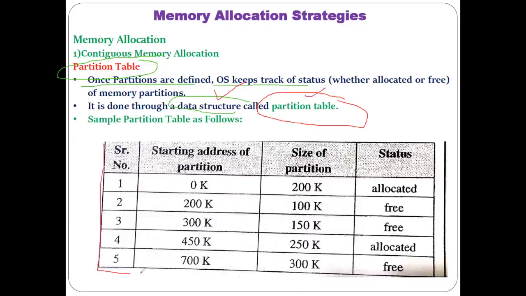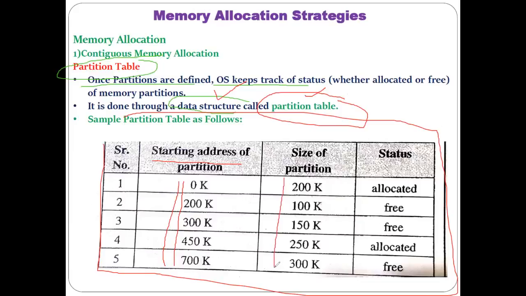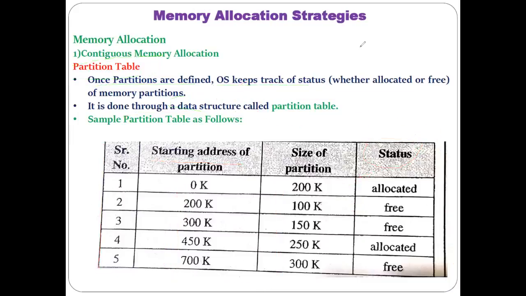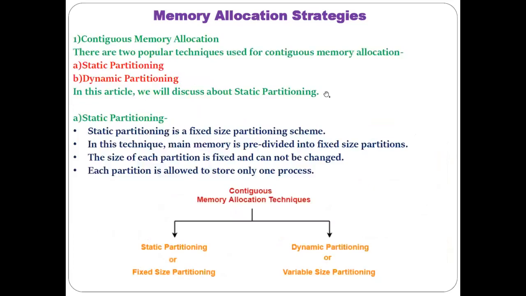So this is the sample partition table I have shown you here. The starting address of the partition tells from which address that particular block of memory starts. The size of each partition is shown here. Whether that partition is allocated or free is kept in the status column. So to keep track of which blocks of memory are allocated and which are free, the data structure utilized is called a partition table.